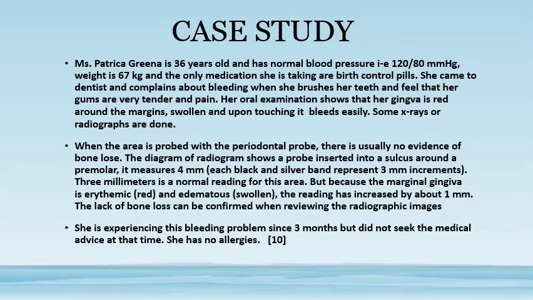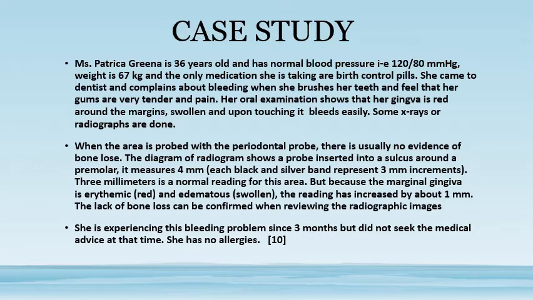Miss Patricia Jirena is 36 years old and has normal blood pressure, that is 120 by 80 mm of Hg. Her weight is 67 kg and the only medication she is taking is the birth control pill. She came to the dentist and complains about bleeding when she brushes her teeth and feels that her gums are very tender and painful.